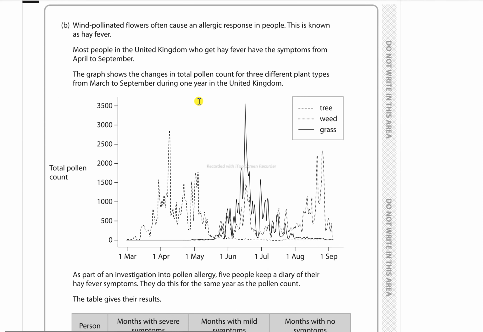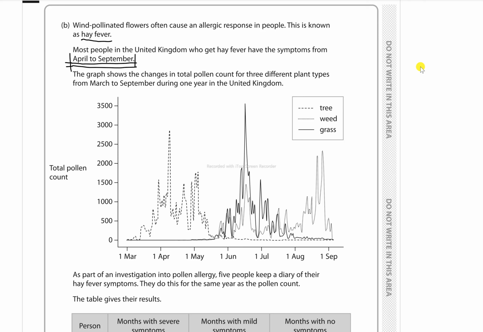Okay, let's keep moving on. Wind pollinated flowers often cause an allergic reaction. Right, this is a tough one. This is known as hay fever. Most people in the UK who get hay fever have symptoms from April to September.